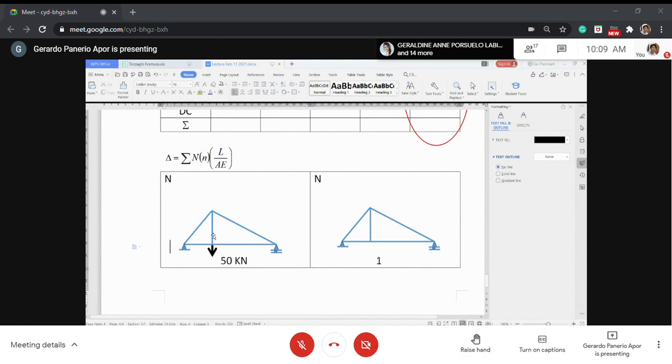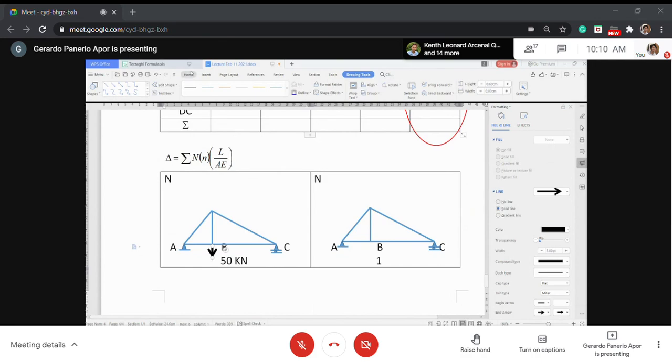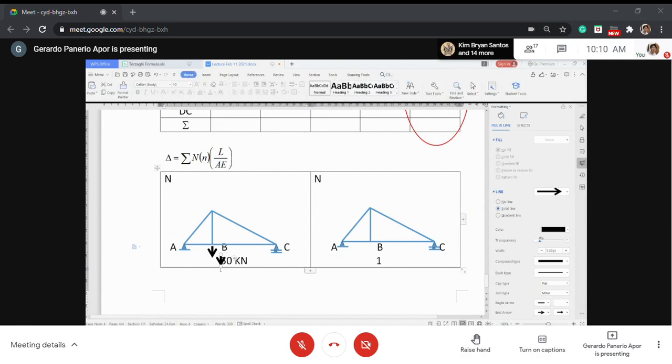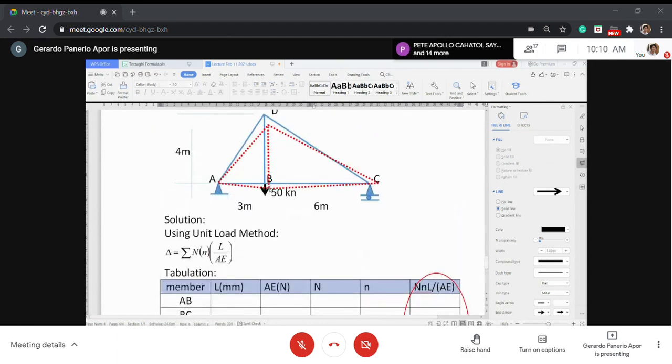Now, this is letter B. This is A. That is B. That is C. Same also here. That's A. That's B. That's C. Remember that I am interested in vertical load, so I am going to apply a load here. Copy. Vertical load. There are two possible ways of a vertical load. It's either up or down. But I use down. Why? Because B is really down.